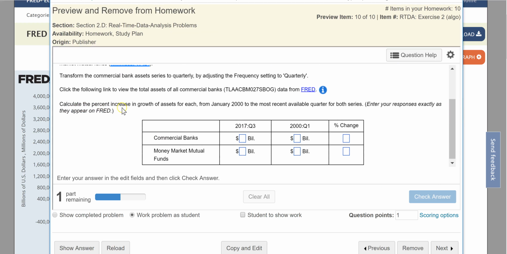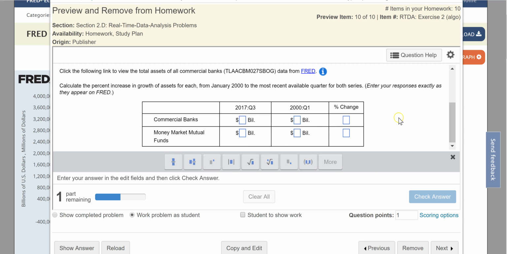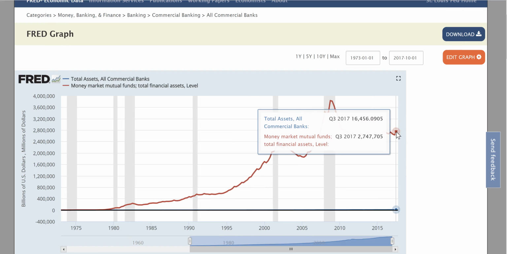Calculate the percent increase in growth of assets for each from January 2000 to the most recent available quarter for both series. Enter your responses exactly as they appear on FRED. So commercial banks, quarterly. The third quarter is the most recent quarter for both. So for Q3 2017 for commercial banks, as we said, the units there are already in billions of dollars. So we can copy that number.